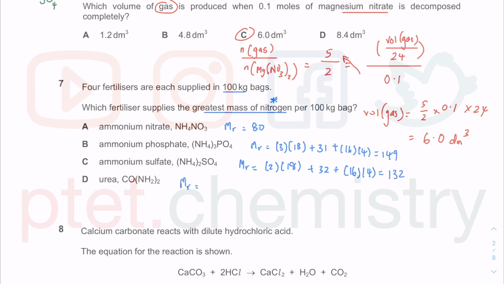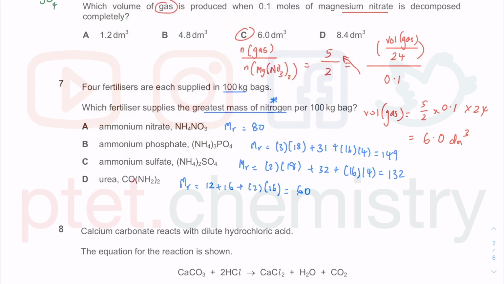Last but not least, I have 12 plus 16, plus 2 times 14 plus 2 for the NH2, and I've got 2 of them, so that is 14 plus 2 is 16. So 12 plus 16 times 2, I get 60 altogether. Let me just double check in case I made a mistake there. Yep, that's alright. So what is the greatest mass of nitrogen?